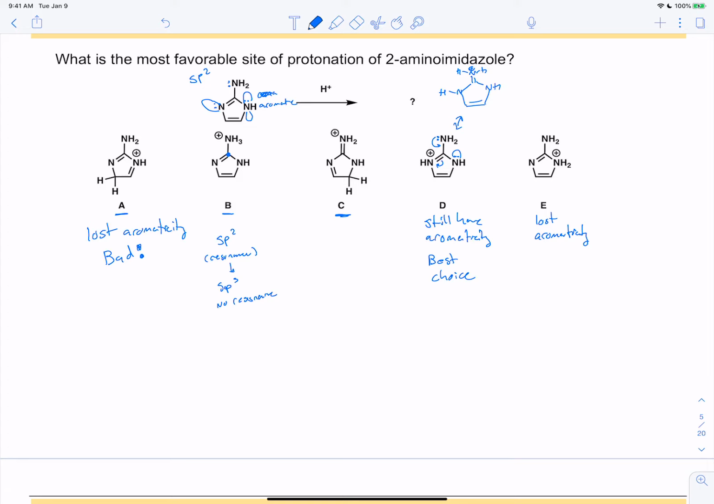So this is a fairly complicated scenario, probably a bit harder than what I would put on an exam, but I think it highlights a lot of these elements of where not only do we consider the stability of the conjugate acid, sometimes we need to take into account what type of resonance was lost along the way.